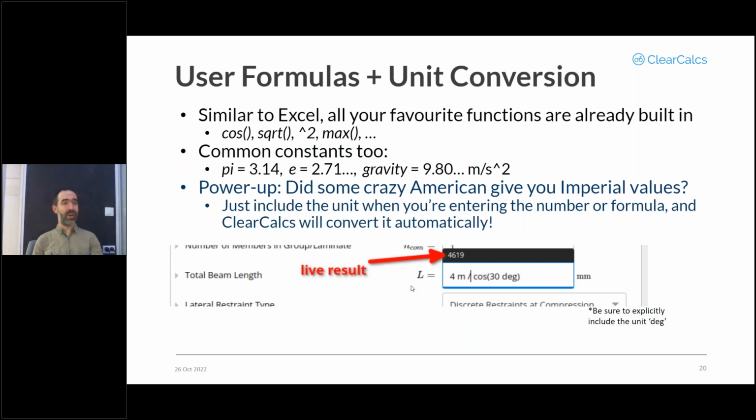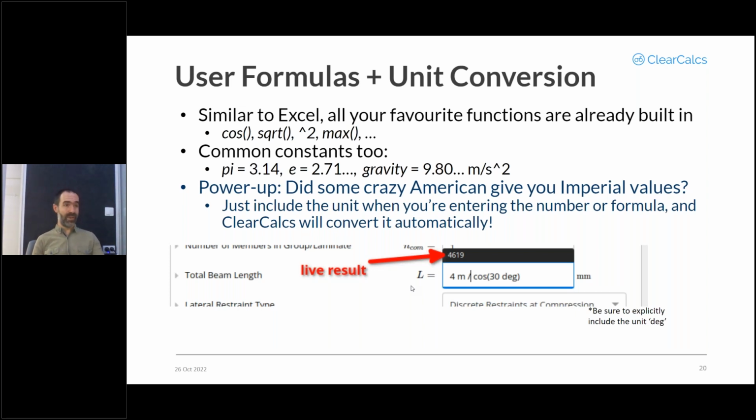Now, user formulas are one of the things that we are quite proud of within the ClearCalcs platform, though we know it's one of our more complex features. Similar to Excel, you can type formulas into any of our input boxes on ClearCalcs. Most of your favorite functions are already built in, so you could do cosine, square root. You can use standard notation for mathematics, so you can use caret for taking a power, star for multiplying, etc. We also have common constants that are already built in. So typing pi will give you 3.14159.